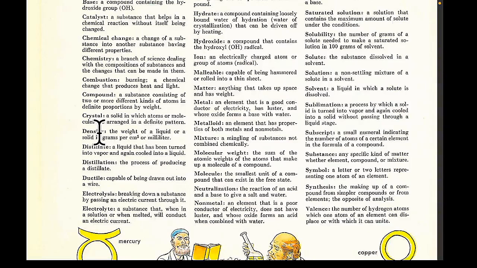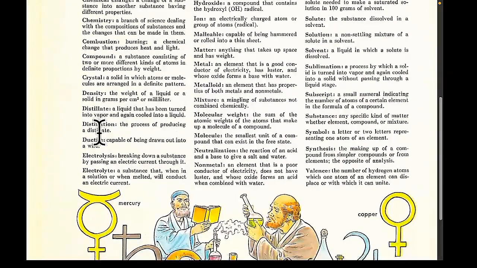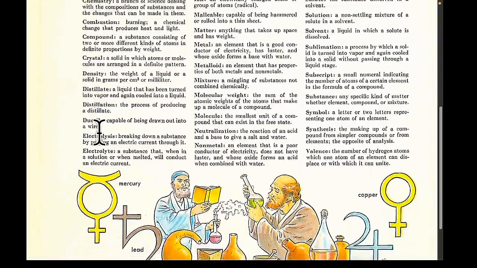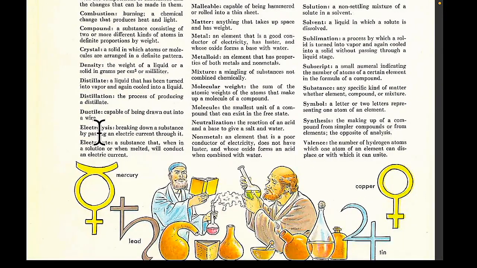Catalyst, a substance that can help a chemical reaction without being changed by it. Chemical change, the change of a substance into another substance having different properties. Chemistry, a branch of science dealing with the composition of substances and the changes that can be made in them. Combustion, burning, a chemical change that produces heat and light. Compound, a substance consisting of two or more different kinds of atoms, with definite proportions by weight.